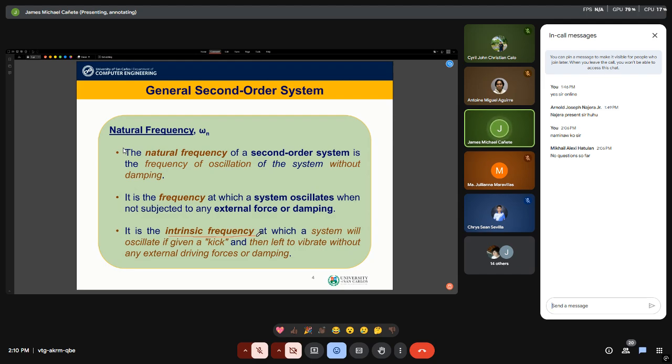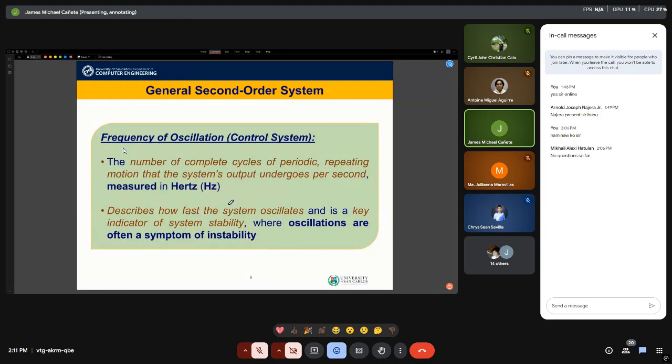So the intrinsic frequency can be determined if you give it a unit step. That means you're given a kick. You just turn it on, with no other applied force, and will it oscillate? That is its natural frequency. As from the introduction, some systems will oscillate, some will not, but we take natural frequency as that definition. The frequency of oscillation connected to the natural frequency is measured in hertz. A complete cycle goes from that value, away from it, and back again. So it repeats in a way.